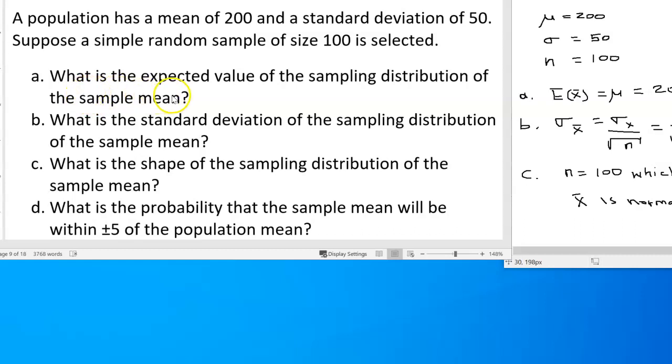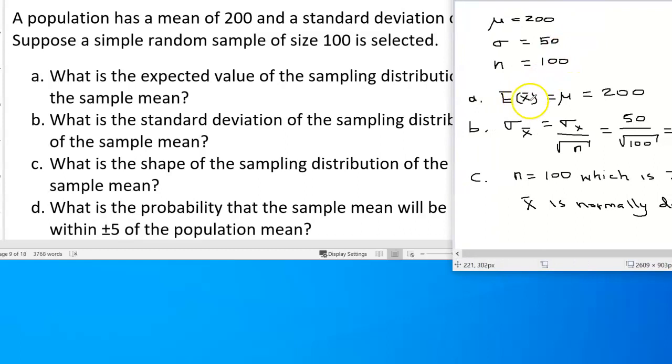Part A says, what is the expected value of the sampling distribution of the sample mean? So that's actually a formula, because the expected value of x bar, which is what this wants us to find, is equal to mu. So we write that right here. That's just the formula. That's always true if x bar is unbiased. And so because the population mean is 200, we know that the expected value of x bar is equal to mu, which is equal to 200.